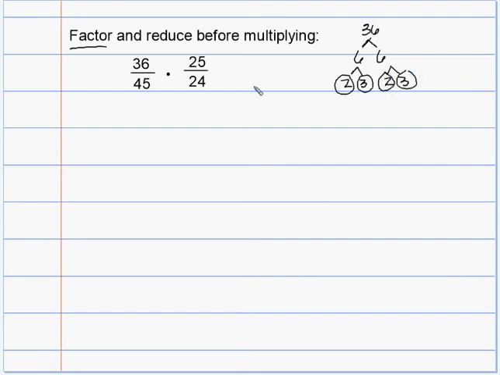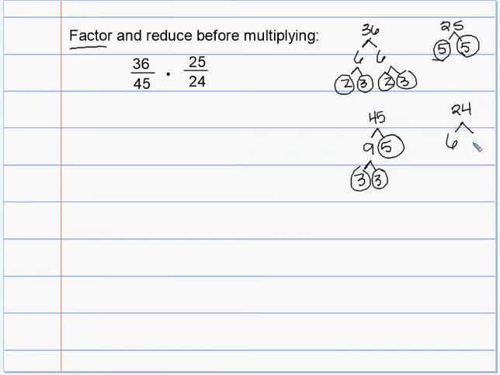Okay. And 25 is simply 5 times 5. Those are both prime. And 45 is, let's see, 9 times 5, 5's prime, and 3 times 3. And 24 is, well, let's see, 6 times 4, and 6 is 2 times 3, and 4 is 2 times 2.